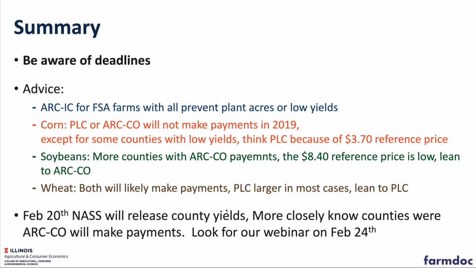Be aware for the ARC County and PLC decisions. ARC-IC for all FSA farms would be for prevent plant or low yields. PLC and ARC will likely make payments in 2020. Think about PLC for corn. Think about ARC County for soybeans and wheat, PLC. Remember, we're going to have the February 20th release. We don't expect that to change much, but we'll be doing a webinar on February 24th with more up-to-date information.